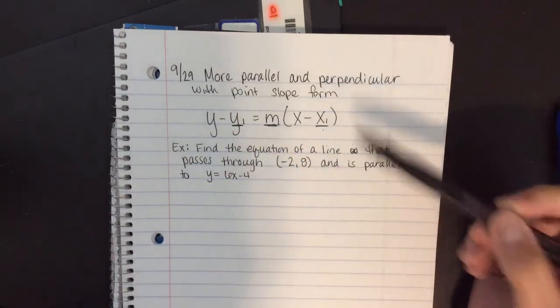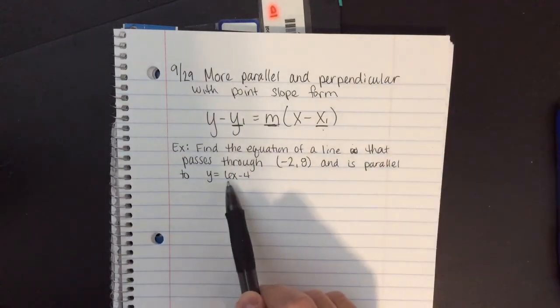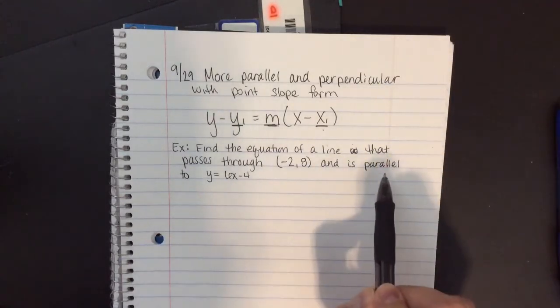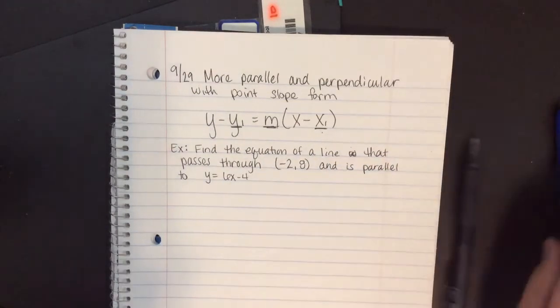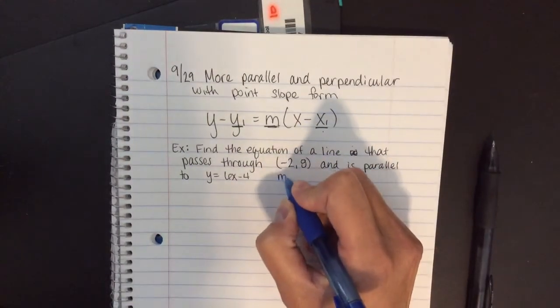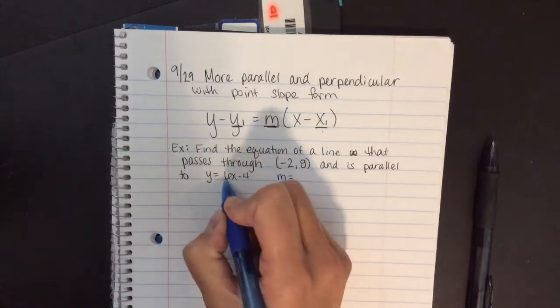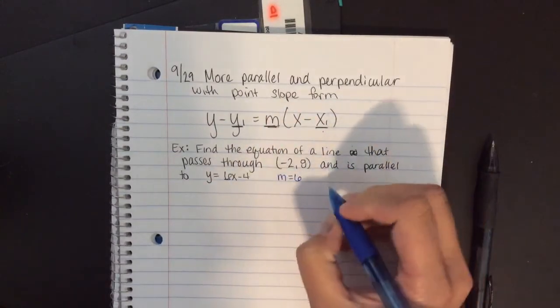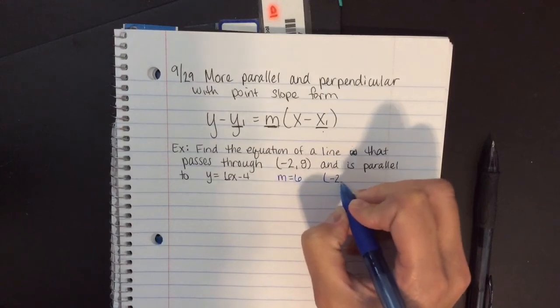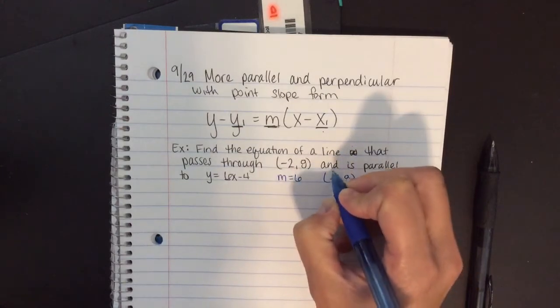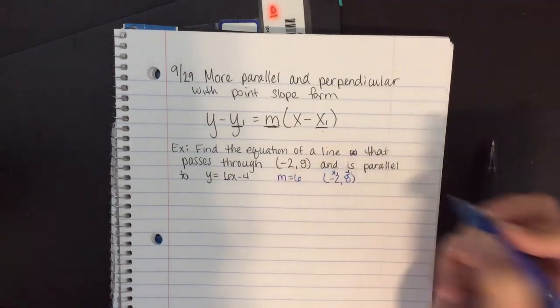Do I have a slope at all? Well, if I know it's parallel to y equals 6x minus 4, parallel, we talked about yesterday, means same slope. So my m in this case, I might use a different color, so my m is the same slope here, which is 6. And then my coordinate point is negative 2 comma 8, and that is going to be your x1 and y1.